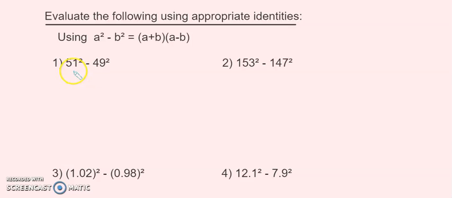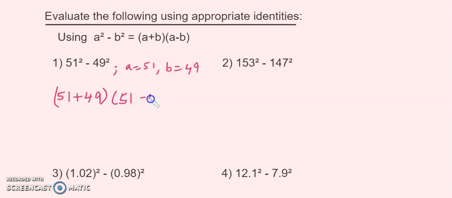So here, if you can see, it's 51 square and 49 square. So can we say here a is 51 and b is 49? Only for the first question I'm mentioning it. So what is a square minus b square? As the identity says, it's a plus b into a minus b. So it's 51 plus 49 multiplied by 51 minus 49. 51 plus 49 is going to be 100, and 51 minus 49 is going to be 2. So directly it's 200.